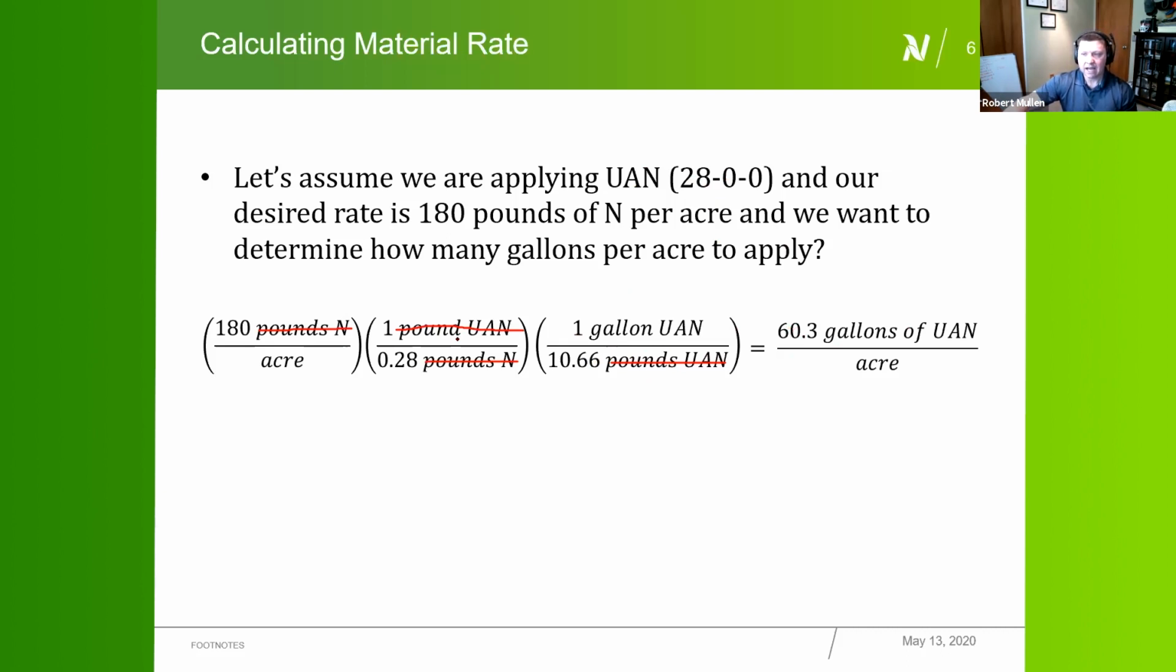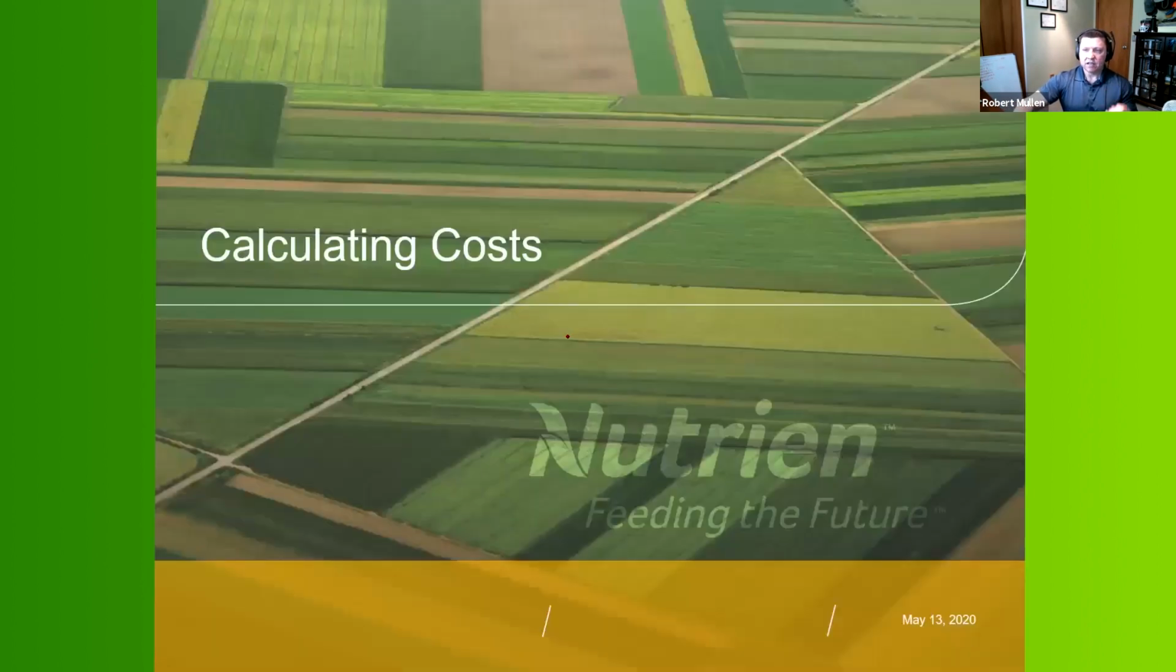If you understand how to do these steps, regardless of what the material is, as long as you have this information, you can recreate this mathematical calculation. Just always make sure you're canceling out your units. Let's add another level of complexity.